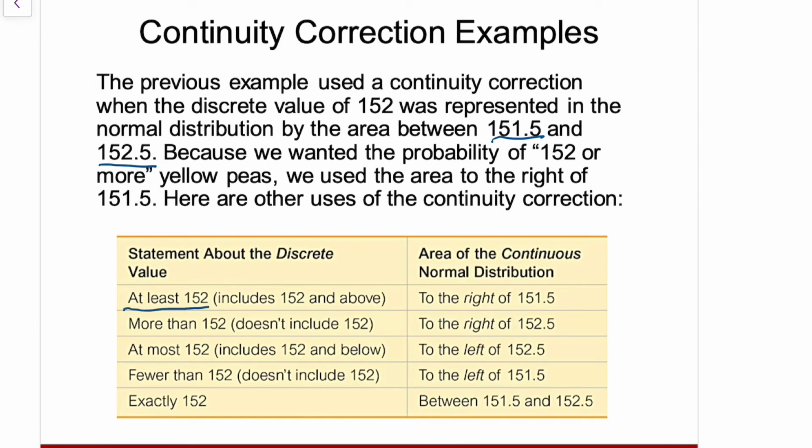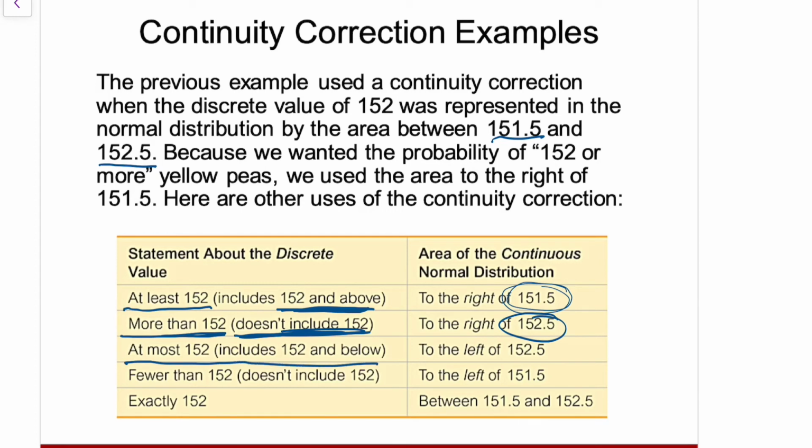If I want at least 152, that means I want 152 and above. I want to include that value, so I want everything to the right of 151.5. If I want more than 152, I only want to be larger than; I don't want to include it. So the point I use out of 151.5 and 152.5 has to be the value that, when I shade in the region, does not include 152, and that's 152.5. That is slightly bigger, and so when I shade the area to the right, that will not include the actual value of 152.